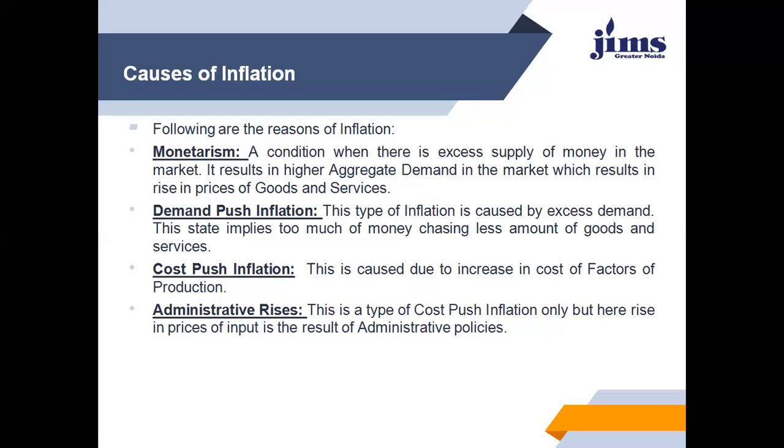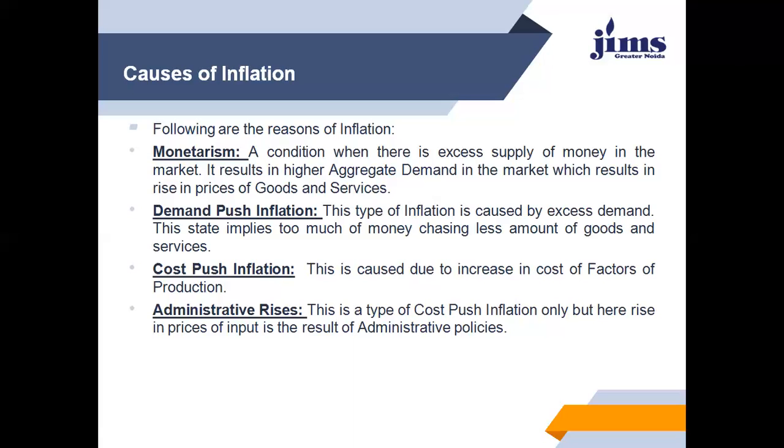Last but not the least is administrative prices. This is the fourth cause. This is also a type of cost push inflation only, but here the rise in prices is seen because of the resulting increase in administrative prices. So maybe due to extra taxation, or the government has revised the charges for electricity, water, anything, which impacts the prices of the goods and services.